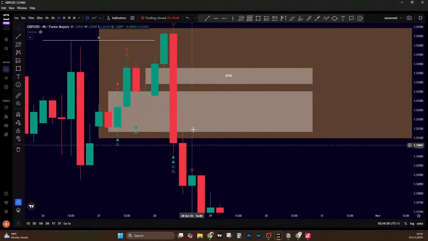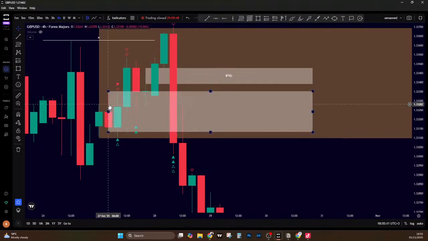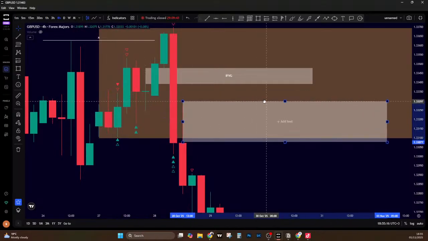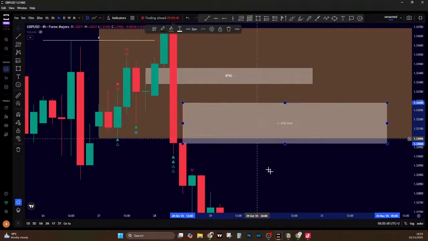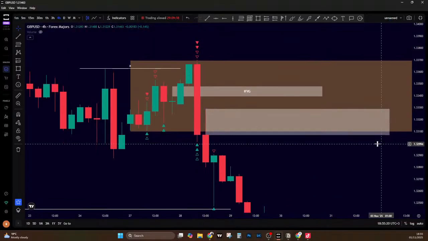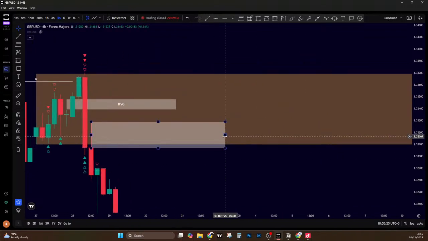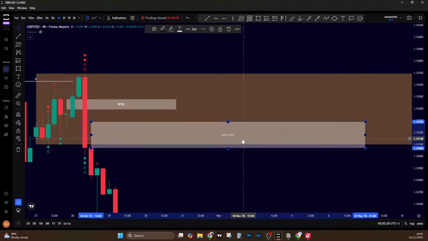But look at this. It was revisited with this wick. This wick disqualified this breaker block, and it is inside our zone. So what I usually do, I will come and mark that wick like that, and so we can call this an interim order block.